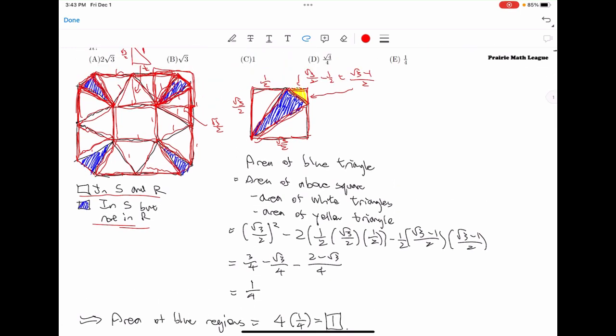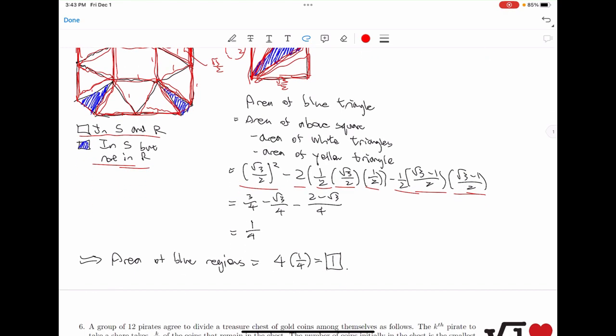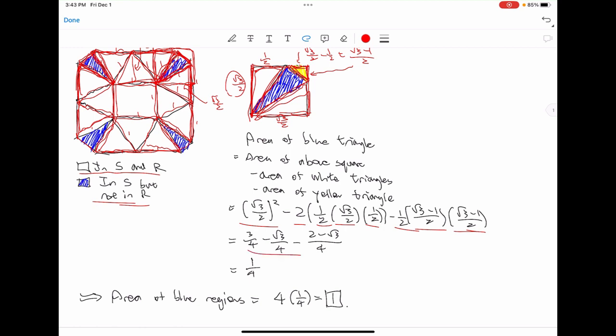Now, for the white triangles it's base times height divided by 2, but you multiply by 2 because there are 2 of them that are identical. And finally, we also have the yellow triangle here. Base times height, where base is equal to height. And for the entire square, it's just square root of 3 over 2 squared, by definition of a square's area. Then we can expand all this, and we get this, or this, if we simplify.